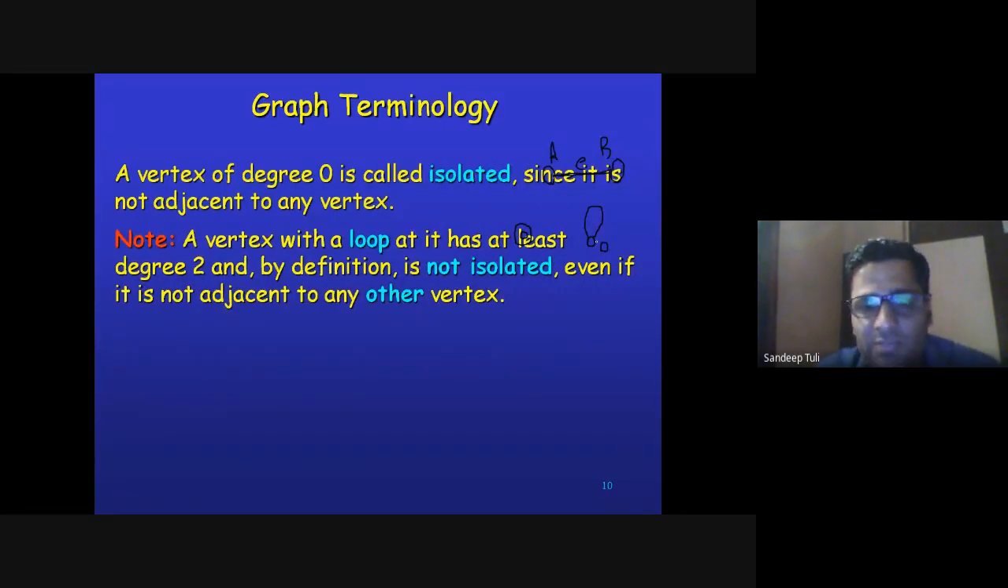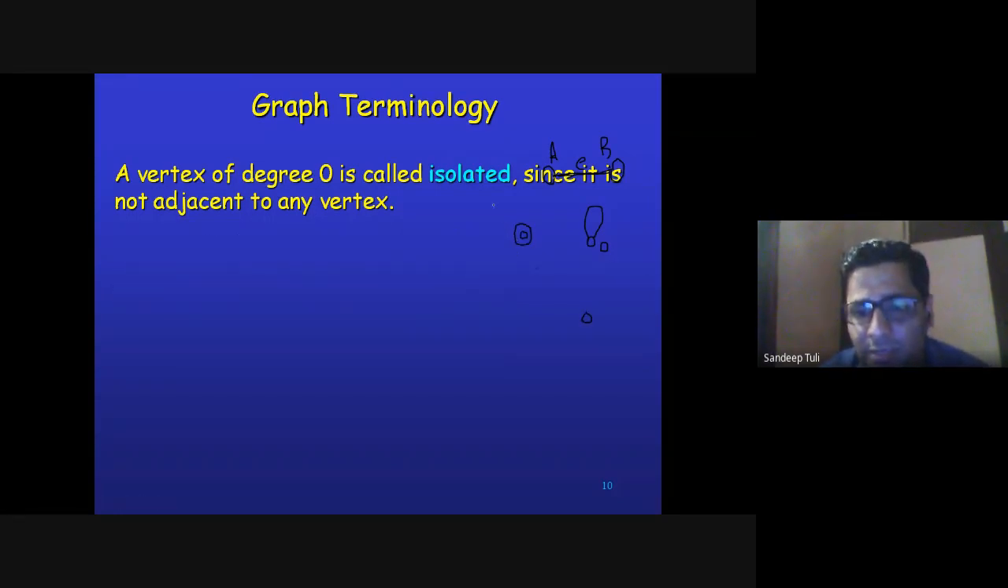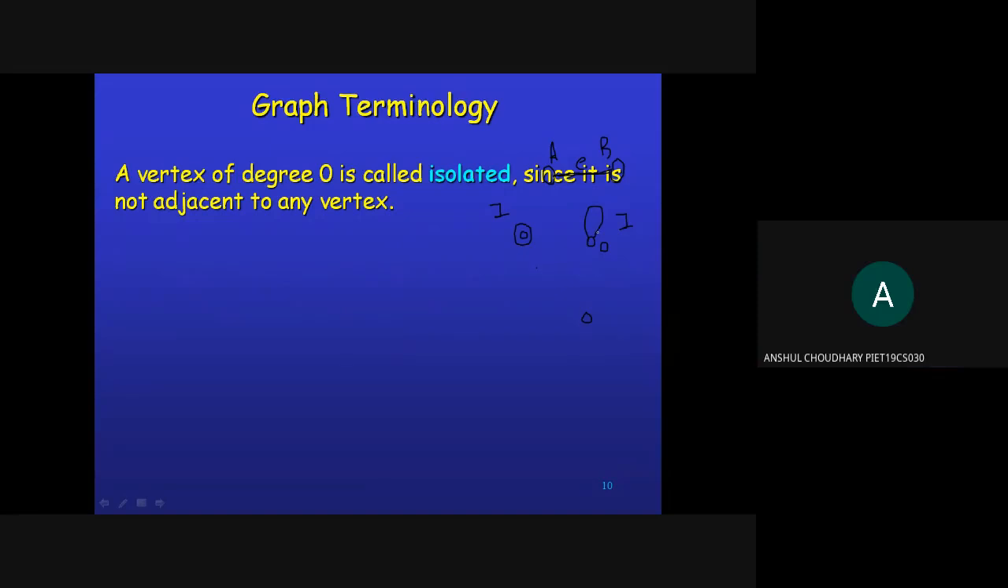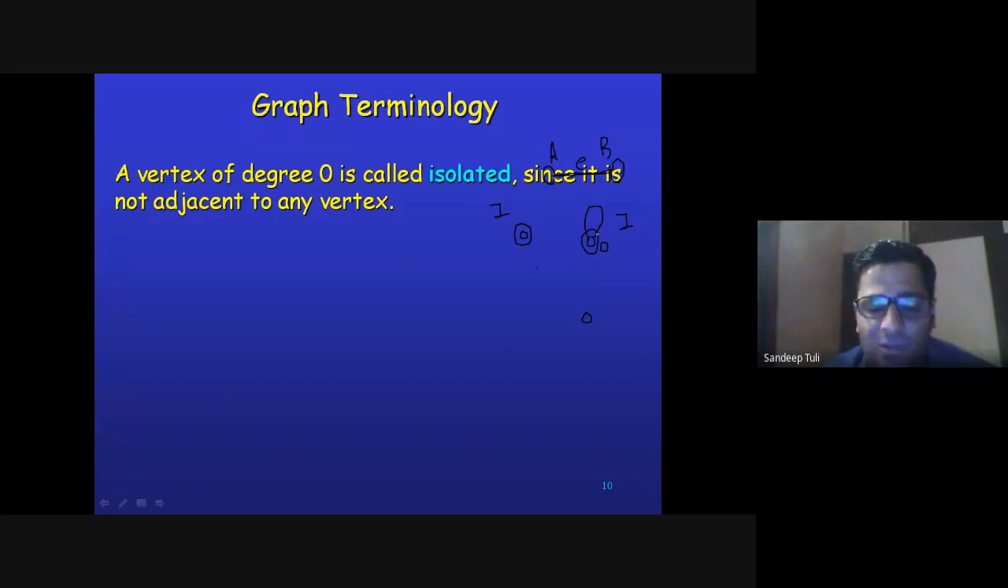Next one is called a vertex with a loop. It has at least degree 2, and by definition is not isolated, even if it is not adjacent to any other vertex. Now what does it mean actually? So this one is an isolated vertex, but is this an isolated vertex? No, sir, it is connected by itself only. Yes, it has a self edge. Loop is nothing but a self edge actually. Very good. So it is connecting to itself, so it should not be isolated. It is adjacent to itself.